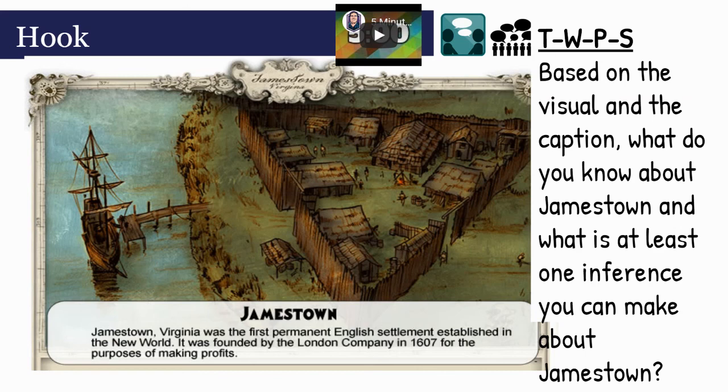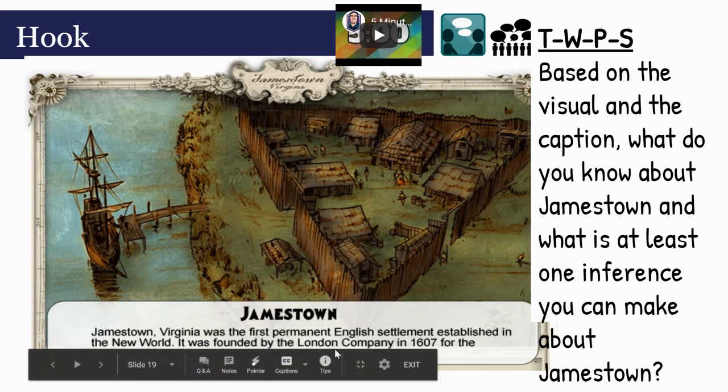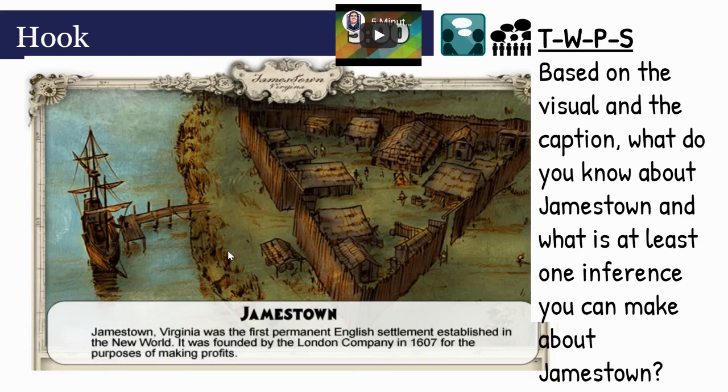Okay, thank you for your work. So let's go ahead and talk about what it is that you found. If you read down here in the caption, we know that it's saying Jamestown, Virginia. So now we know automatically that Jamestown is in Virginia, which we know Virginia is in which colonial region? The southern region. Okay. And we know that from our map that we just did.